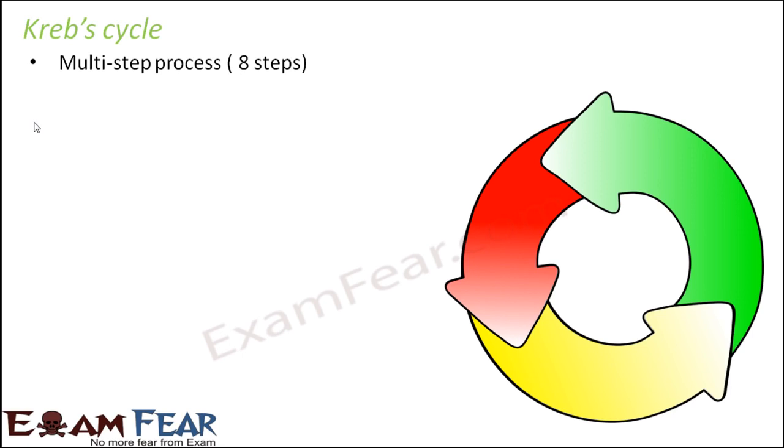Just think of the entire process of respiration. First was glycolysis, which was a 10-step process, then 1 step for pyruvate oxidation, and now again 8 steps for Krebs cycle. So we are almost reaching some 19 steps here itself. After this, we'll have the electron transport chain. Just imagine how many multiple steps there are in the process of aerobic respiration. Anyways, we will talk about each of these 8 steps in detail one by one.